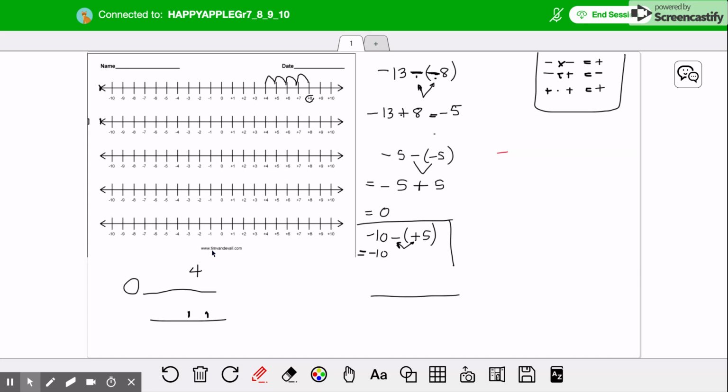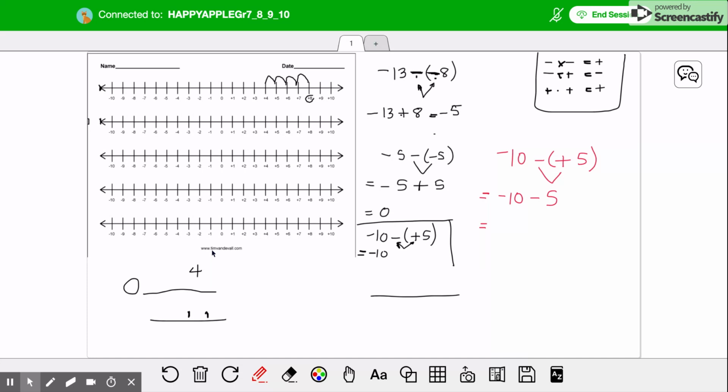Okay, so I've got -10 minus +5. Do you see that? Okay, so what's negative times a positive? A negative times a positive will equal a negative. So it'd be -10 minus 5. This is just a question I've made up, nothing to do with what you've got on your page.